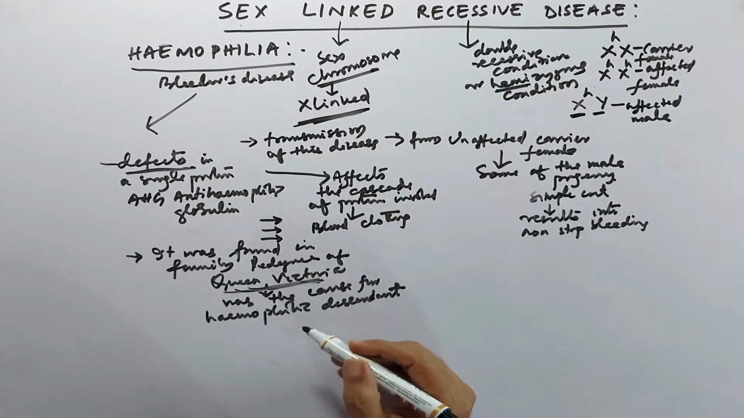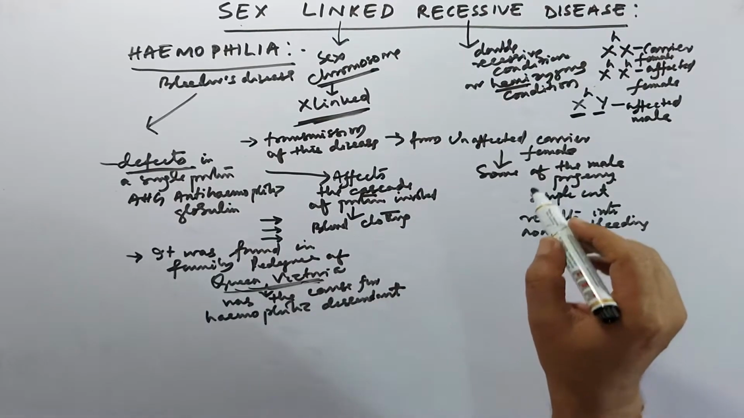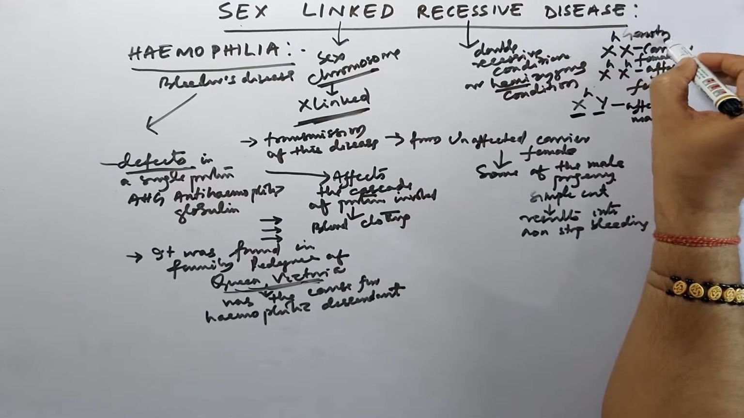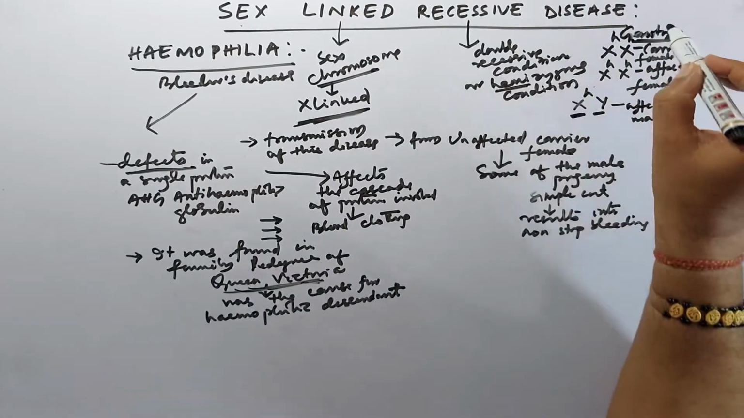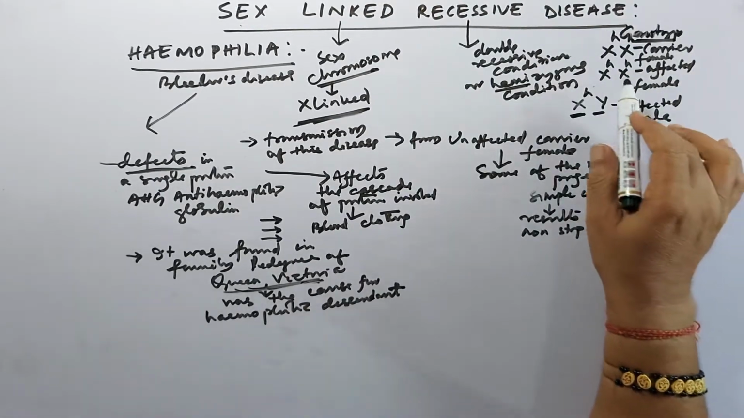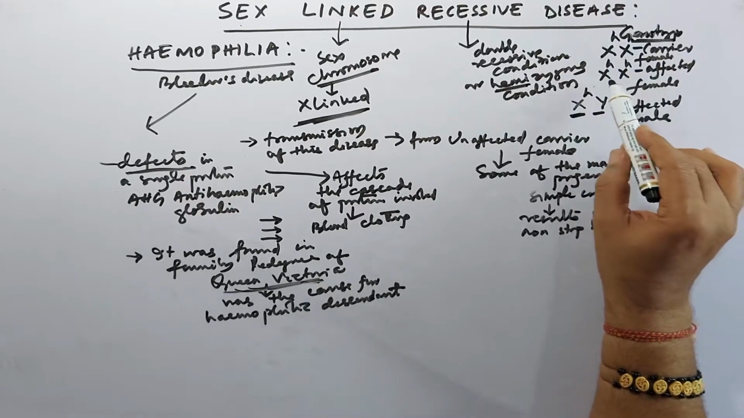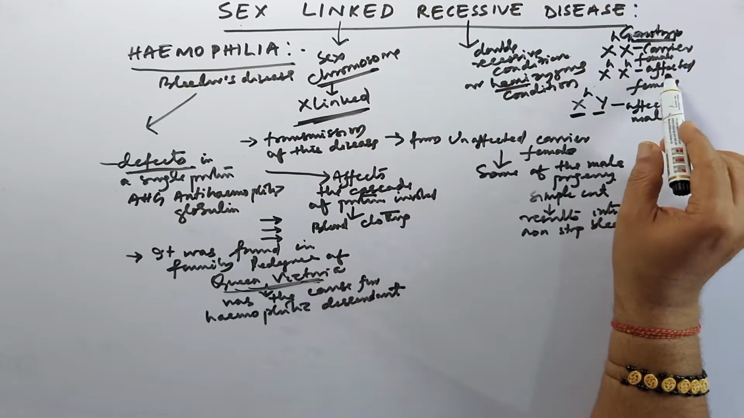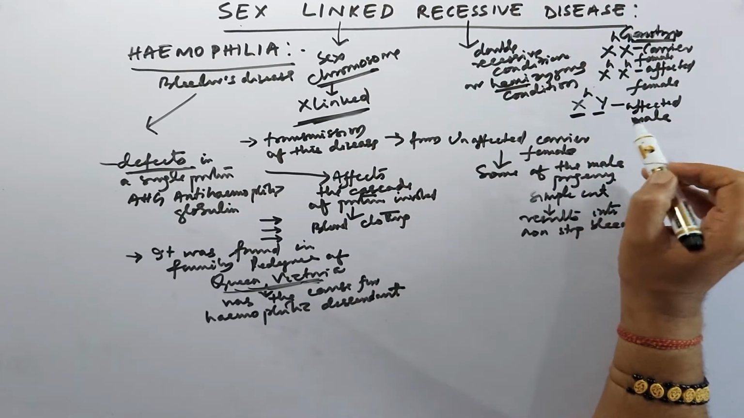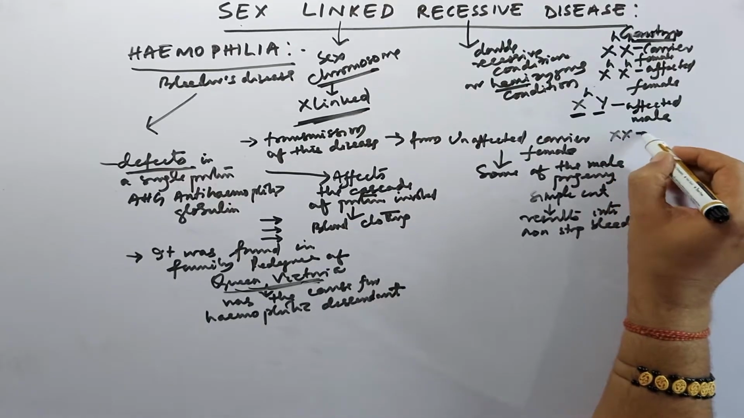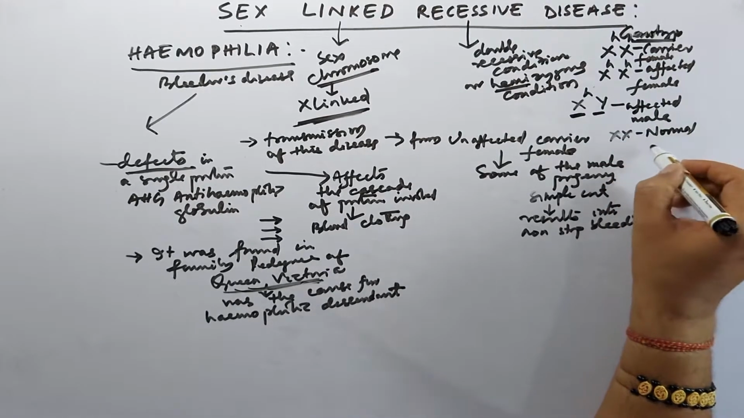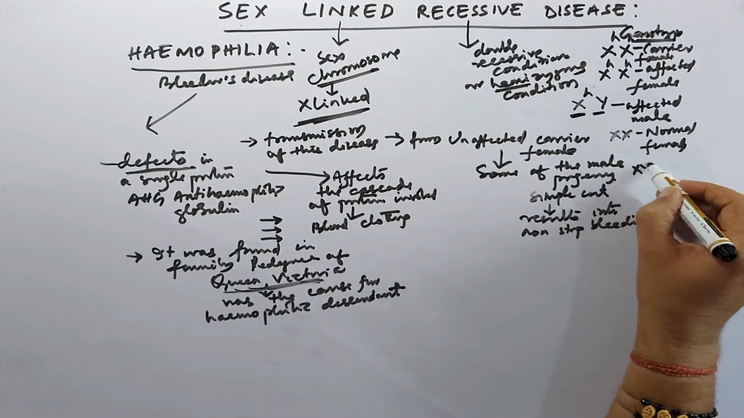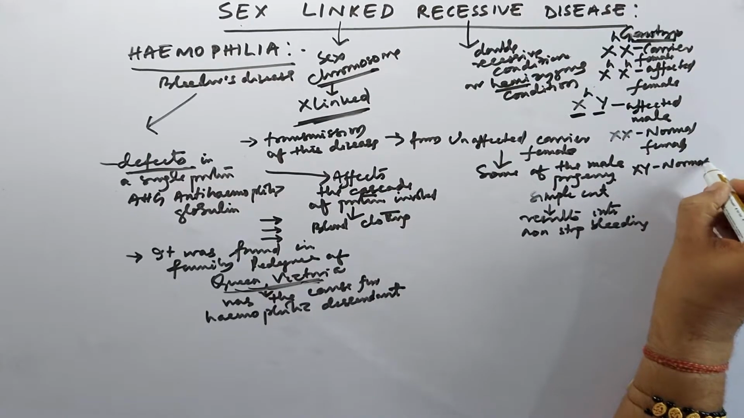So now we will discuss the genotype by which this defective gene passes. So XHX is the carrier female, XHXH means the hemophilic, that is defective gene, affected female, XHY is the affected male, and XX is the normal female, and XY is the normal male.